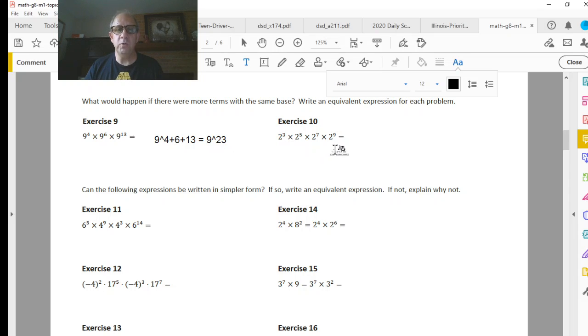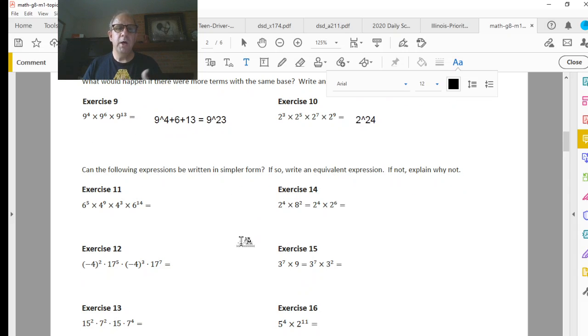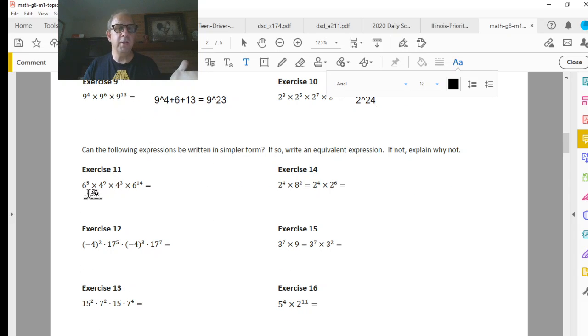If I have 4 2's, I'm just going to add them up. 2 to the 3rd times 2 to the 5th times 2 to the 7th times 2 to the 9th. I'm going to add up the exponents. 3 plus 5 plus 7 plus 9. And the answer would be 2 to the power of, 5, 6, 7, 8, 17, 15, 24. That would be 2 to the 24th power.